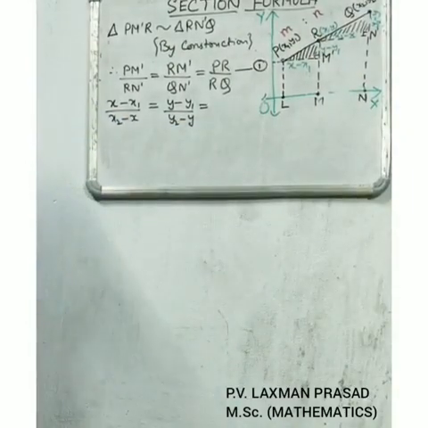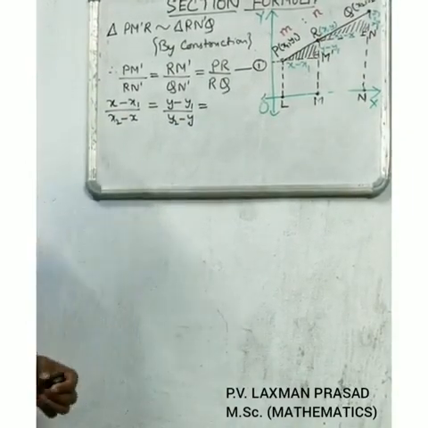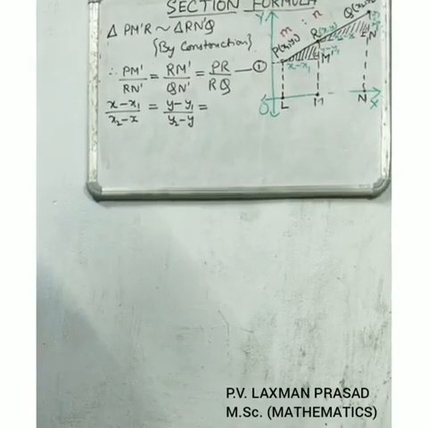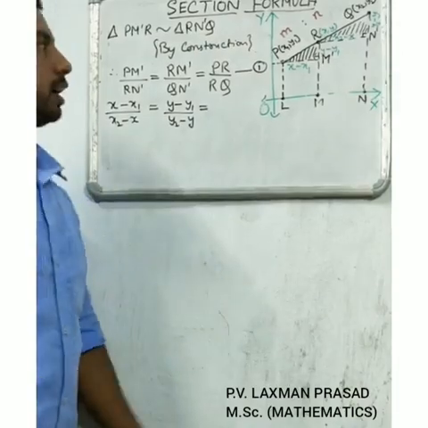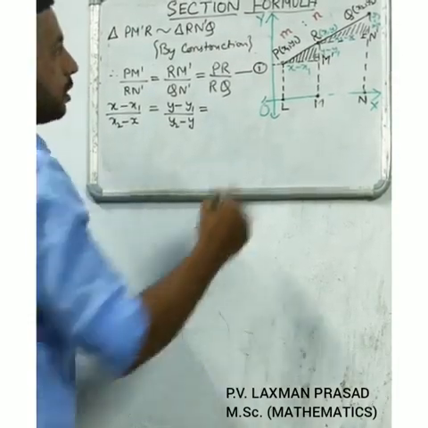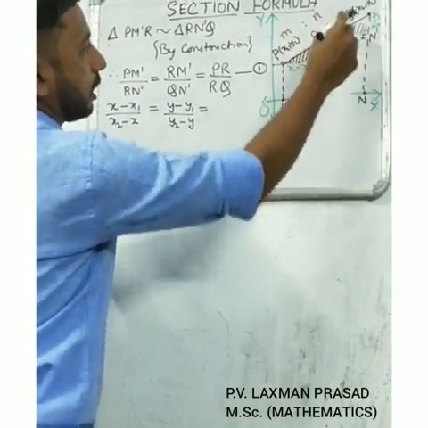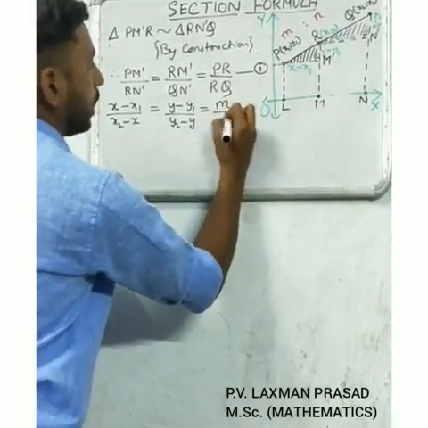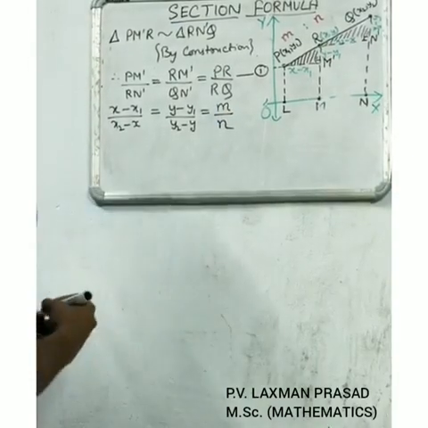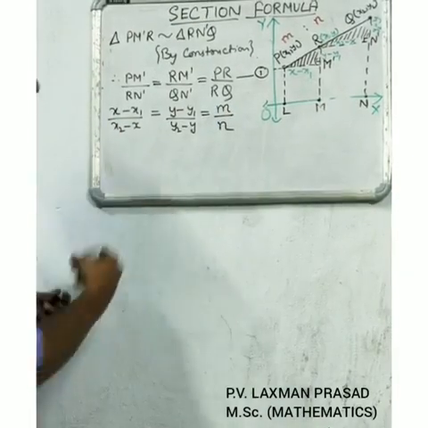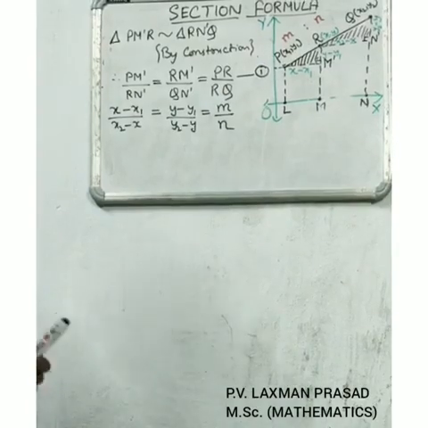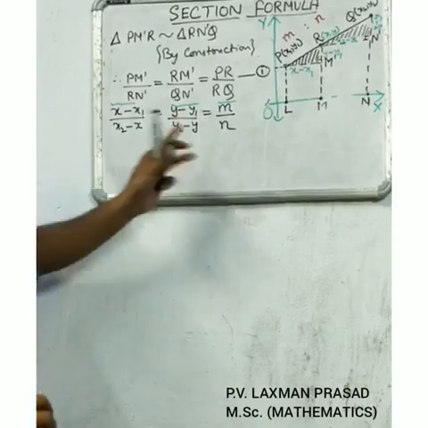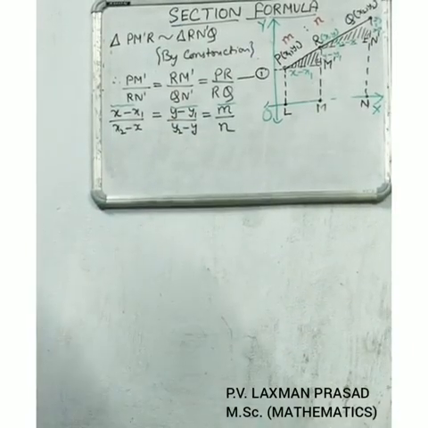Now what is PR by RQ? PR and RQ are the parts of the ratio which is formed as a result of R dividing the line PQ. So PR by RQ must be equal to m by n. So there are three parts here. This is the first part, this is the second part, this is the third part, and all the three parts are equal to one another.